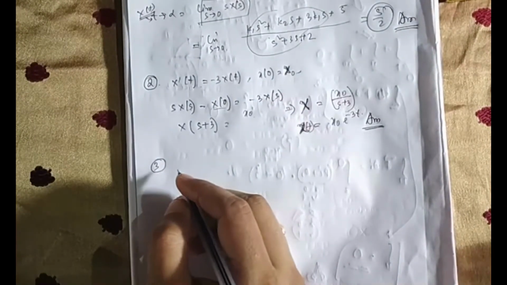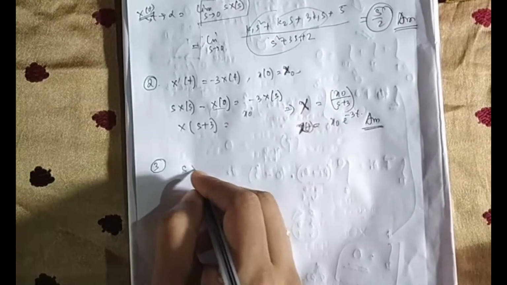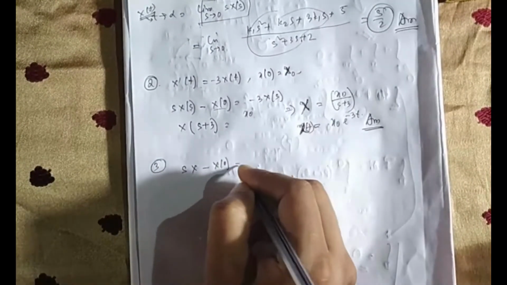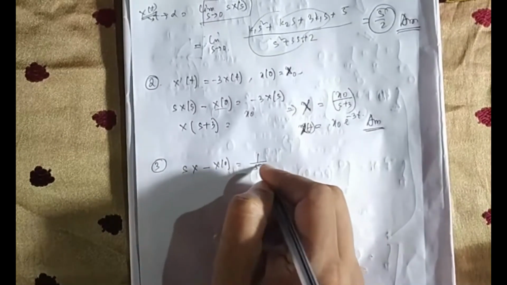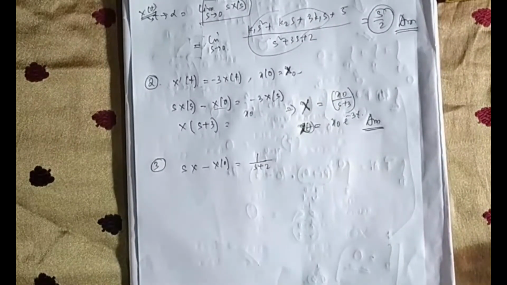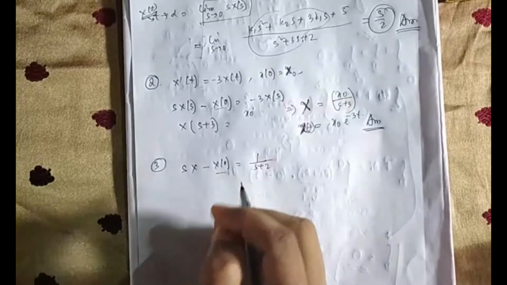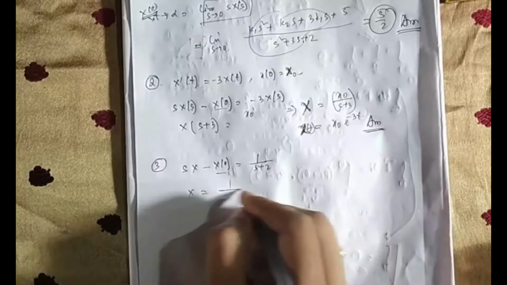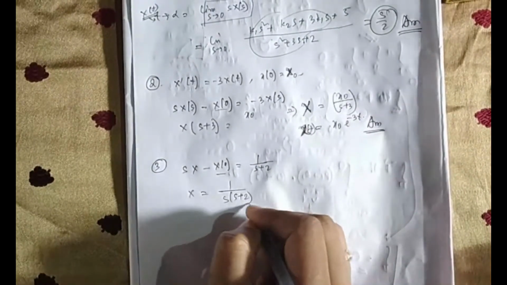You can apply anything. If we apply Laplace here, it will be sX minus x0 is equal to 1 by s plus 2, because e to the power minus 2t is 1 by s plus 2. x0 I think they have given as 0. So your X will be 1 by s into s plus 2.